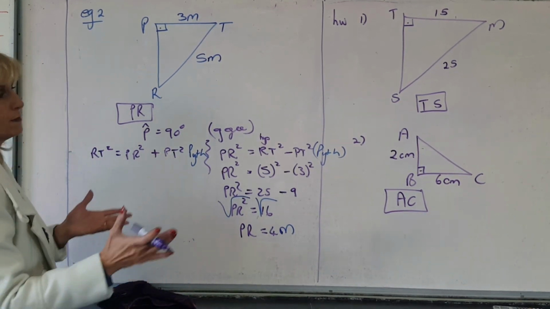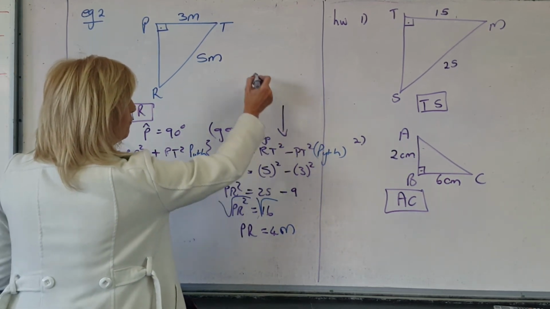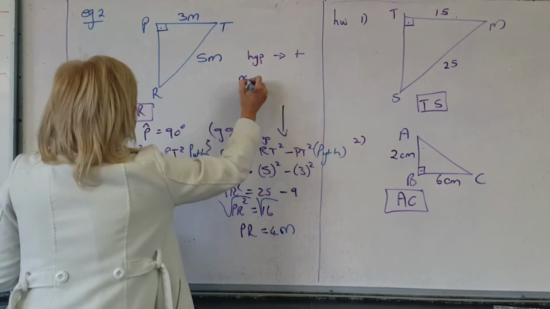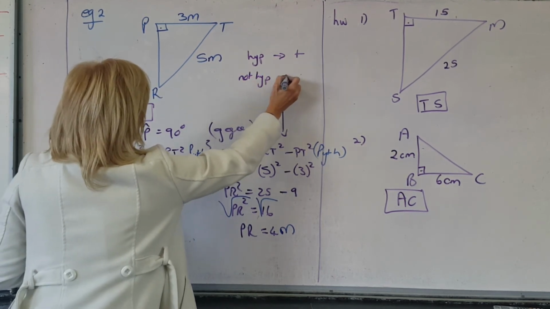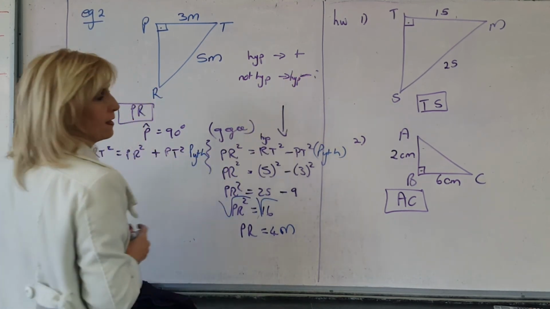Please don't do 2 sums for each and every one of them. I want to convince you that if you're looking for the hypotenuse side, it's going to be a plus sum. If you're going to work with not the hypotenuse side, it'll be a minus sum, but it'll always be hypotenuse minus whatever the other one was.